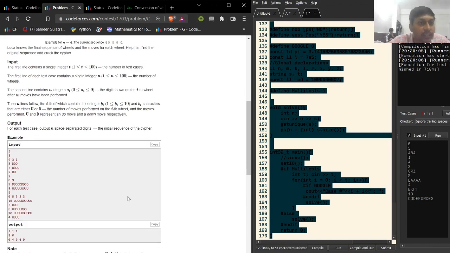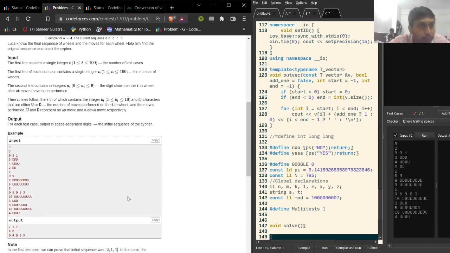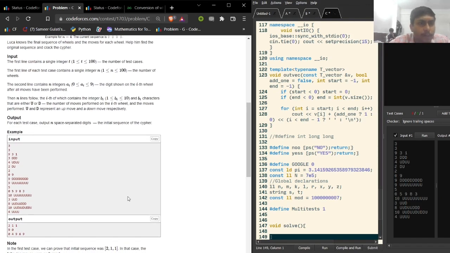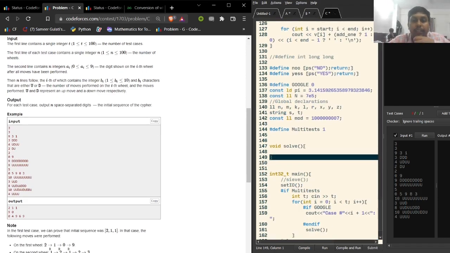So if you are taking the input correctly, it should be good, I guess. So, digits shown on the ith wheel after all moves have been performed. So I get 931 and then 9 has 3 Ds. So 10, 11 and 12. Okay, this should be doable enough. We'll consider D as -1 and U as +1 and then just subtract and take mod.